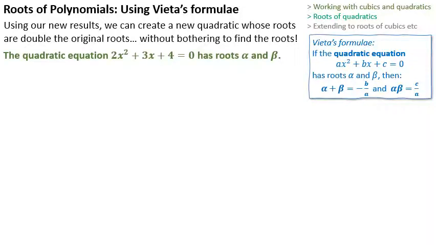Let's try it. We've got 2x squared add 3x add 4 equals 0. And its roots we're just going to refer to as alpha and beta. And if you're anything like me, you'll be tempted to jump straight to a calculator and find the roots of that quadratic. And feel free, go ahead. You will find that they're a bit awkward, basically. They will be complex numbers, I believe, in this case.